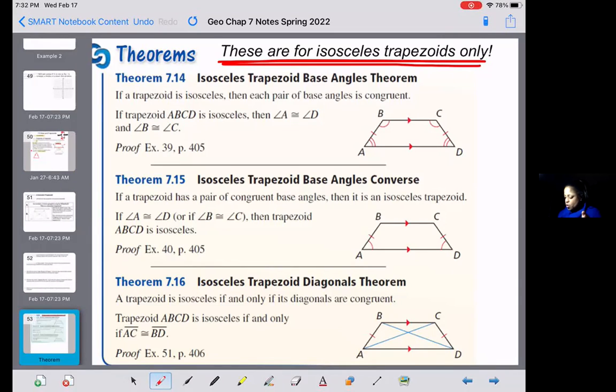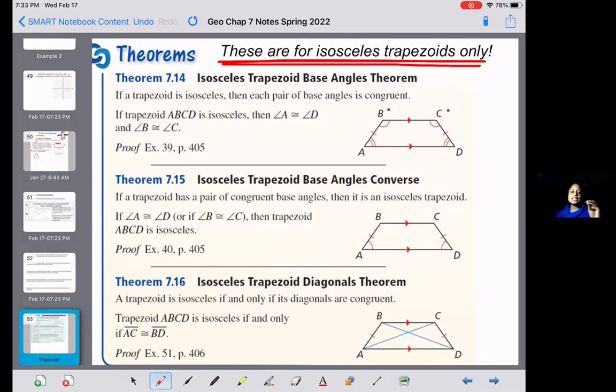Okay, so the first one, if trapezoid ABCD is isosceles, then angle A is congruent to angle D. I should read the part above that. Above that, if a trapezoid is isosceles, then each pair of base angles is congruent. So in this case, the two top base angles are congruent and the two bottom base angles are congruent. So that's in an isosceles trapezoid.